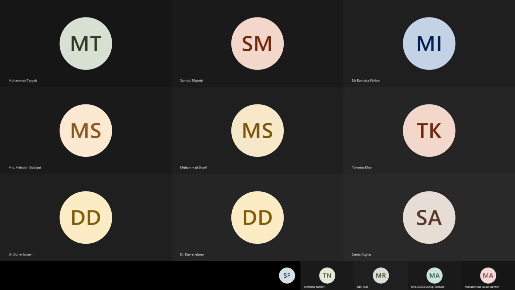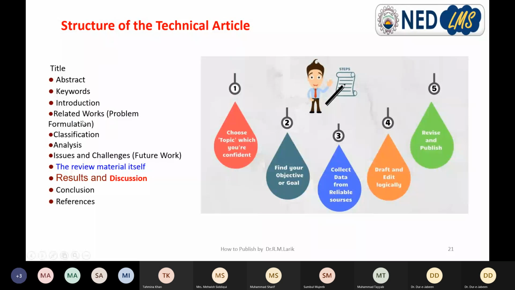Abstract, then keywords, introduction, related works, that is problem formulation, classifications, that is the different sections, explanation of your experiments, analysis, issues and challenges, that is future work, and the review material itself, and the results and discussion, and finally conclusion and then references. So you come up with all these fundamentals, right? All these structure. When it is present inside your article, hopefully you will go.